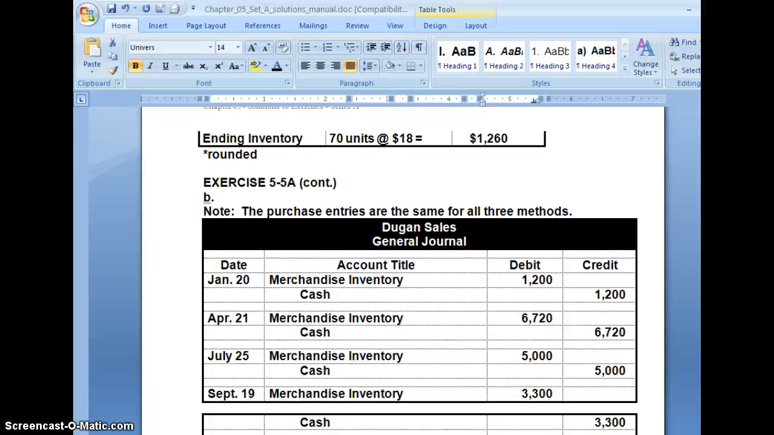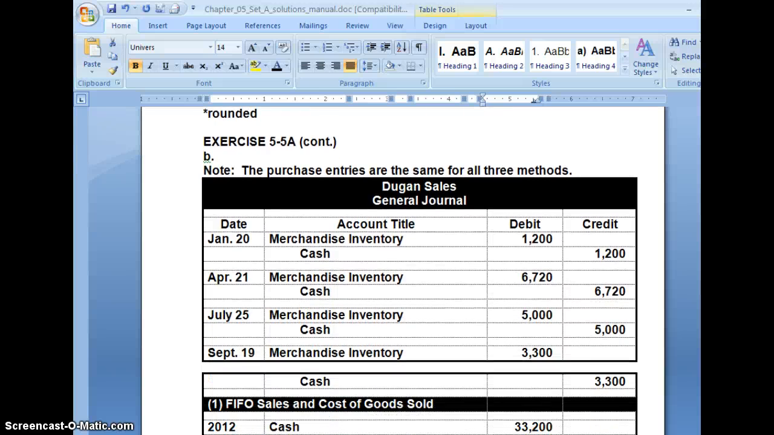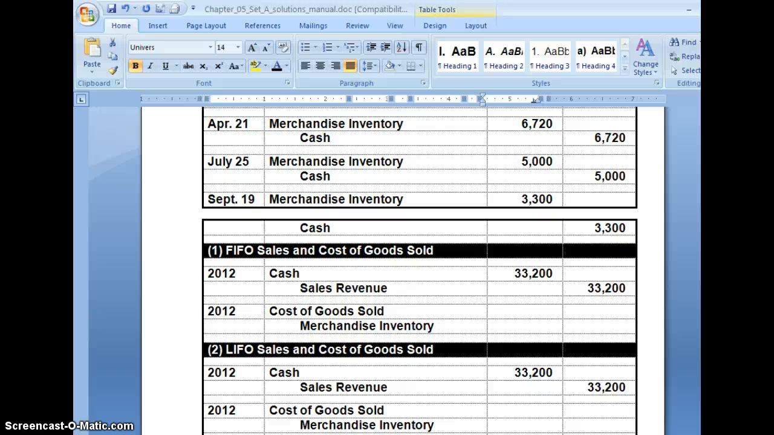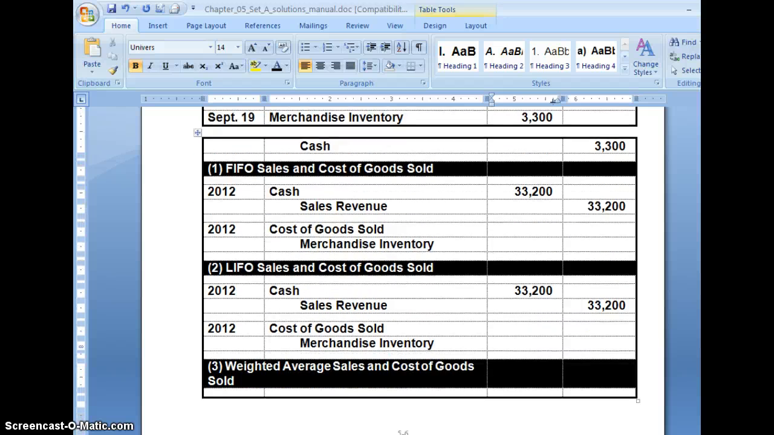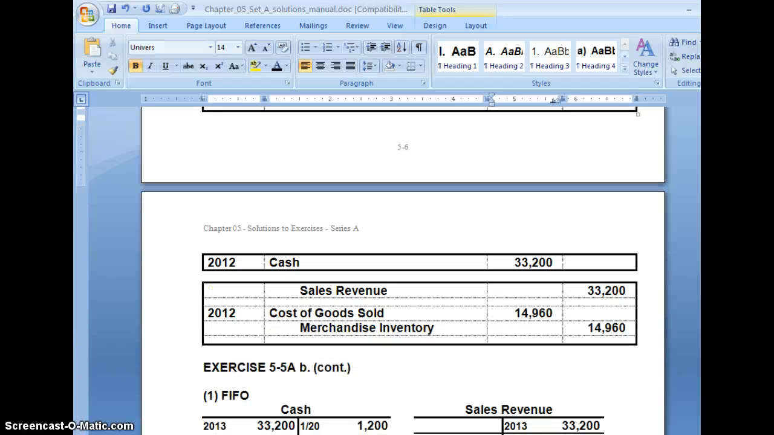So if we go down here to $14,680, that's our cost of goods sold in here. Just give me a second.